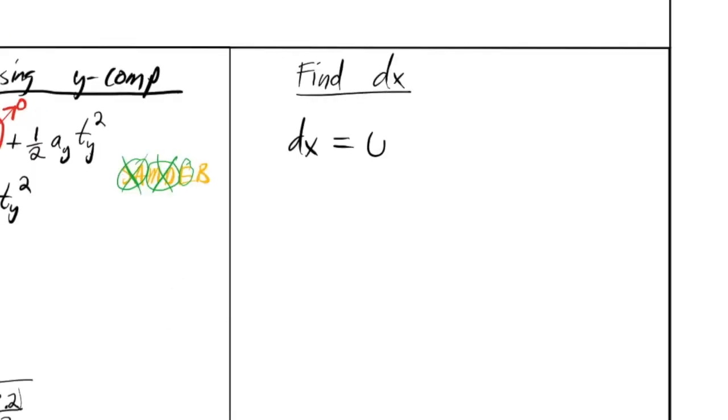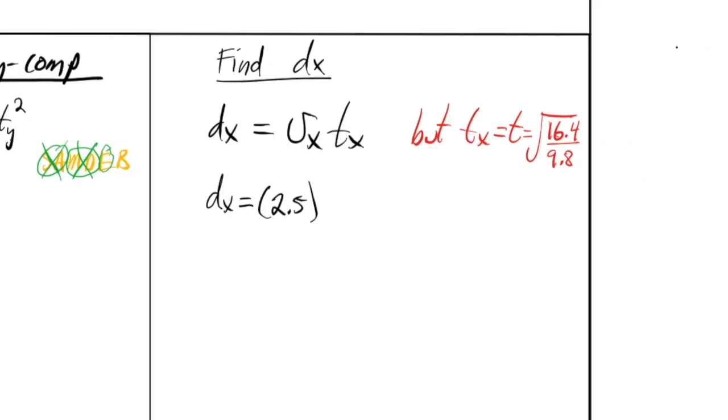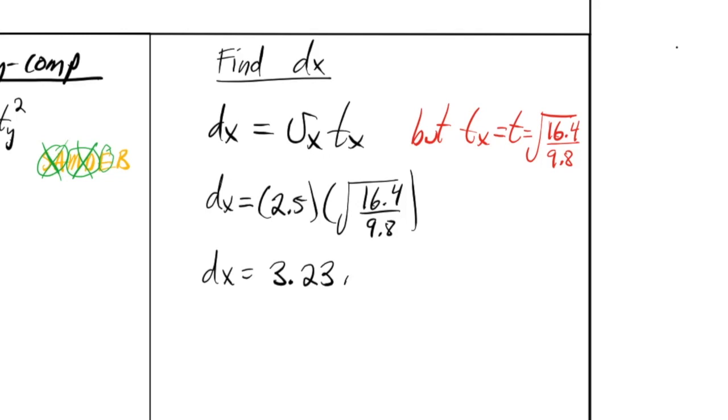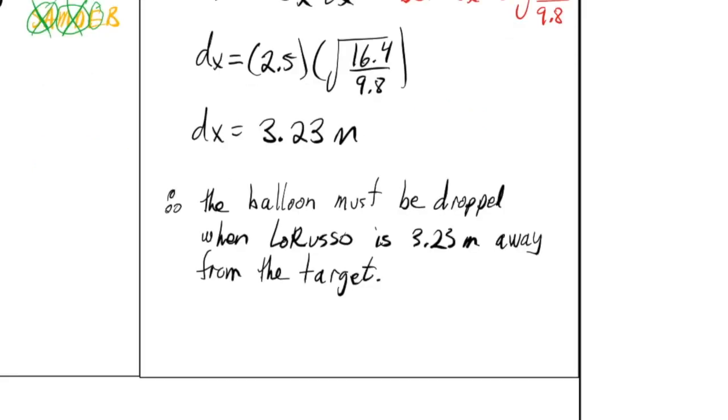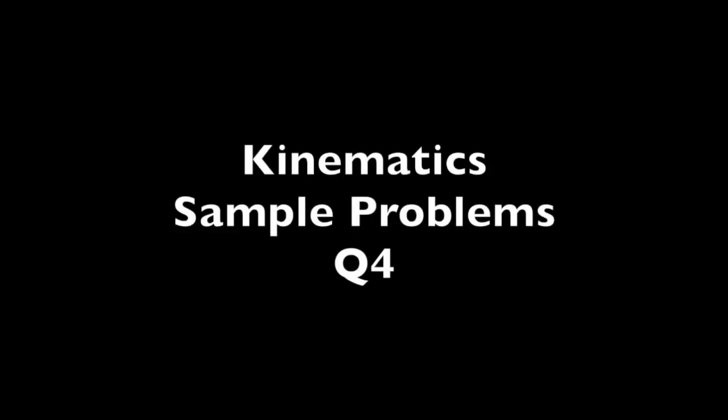And since it's constant motion, there's only one equation, and we're going to use dx equal to vx times tx, but tx is equal to t, which is equal to the square root of 16.4 over 9.8. So now we can substitute in 2.5 times the root of 16.4 over 9.8, and that works out to 3.23 meters. Therefore, the balloon must be dropped when LaRusso is 3.23 meters away from the target. And that's it. Up next, question 4.